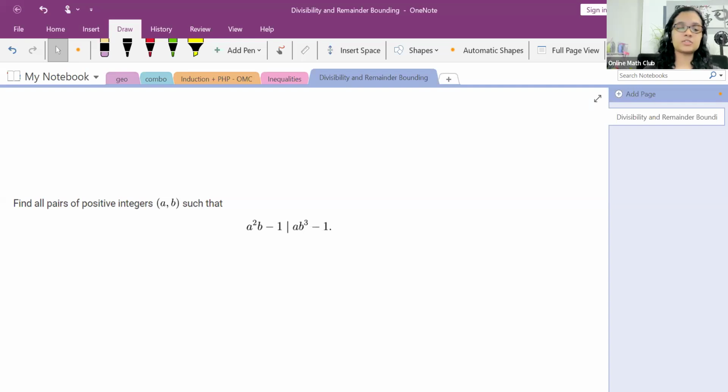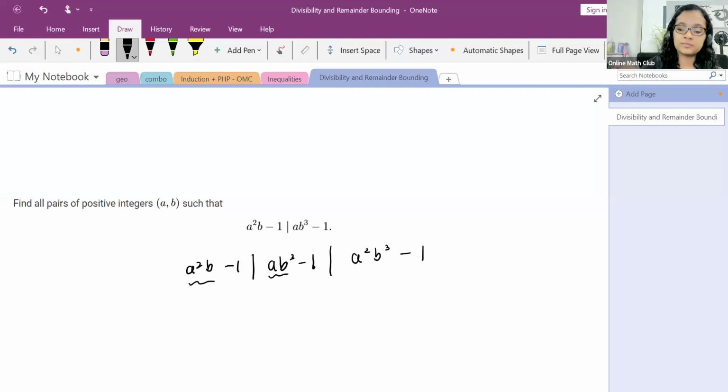And also in general, a strategy which you can use to reduce the right hand side as much as possible is to try to get rid of a certain big term on the right side. So for example, here, if you want to get rid of A B cubed, you can't directly subtract anything from the left side, but you know that A squared B minus 1 divides A B cubed minus 1. You somehow want to make this term similar to this one, so you just multiply this whole thing by A. So you know that this divides A squared B cubed minus 1. And from this, you want to subtract something times A squared B minus 1.